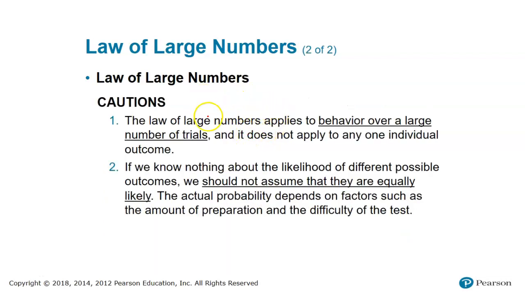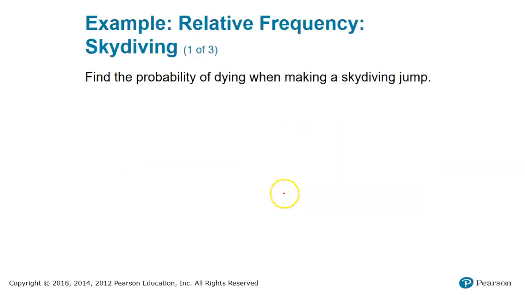Okay, so a couple things to keep in mind with the law of large numbers. We're looking at behavior over a large number of trials. So it doesn't apply to one outcome, because one outcome is not going to have that averaging effect that the law of large numbers will. And then we should not assume that the different possible outcomes are equally likely when we're talking about this.